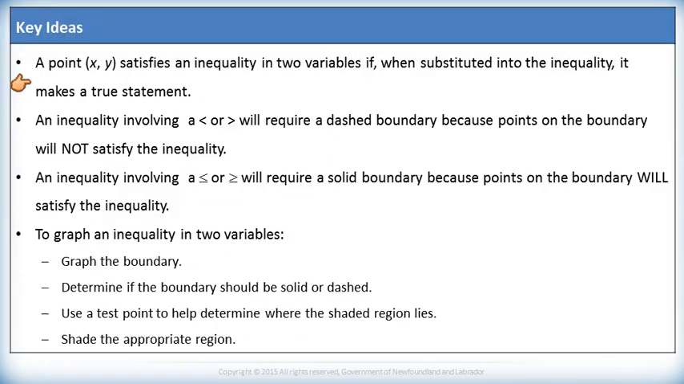Key ideas: a point (x, y) satisfies an inequality in two variables if, when substituted into the inequality, it makes a true statement. An inequality involving a less than or greater than will require a dashed boundary. One with an equal sign requires a solid boundary. And to graph an inequality in two variables, graph the boundary, determine if it should be solid or dashed, use a test point to help determine where the region lies, and shade the appropriate region.